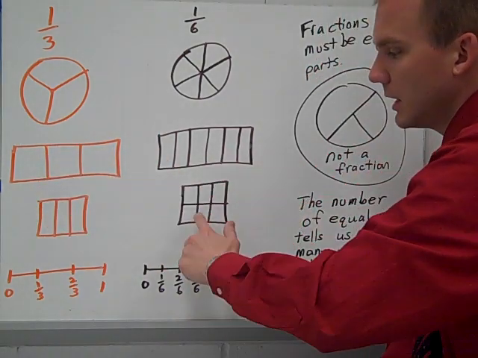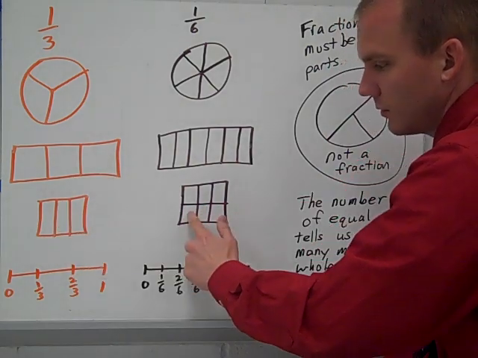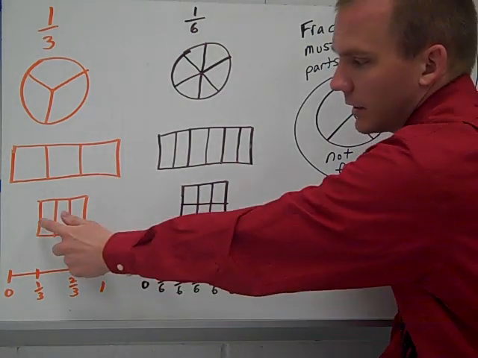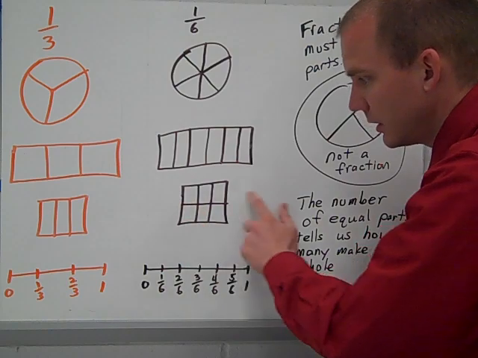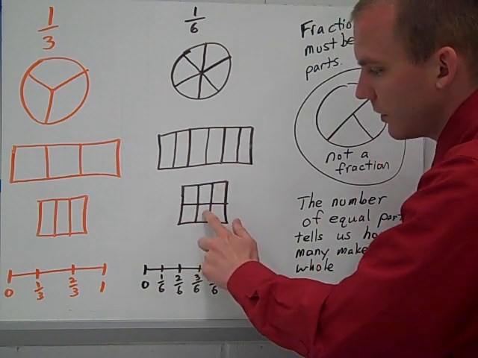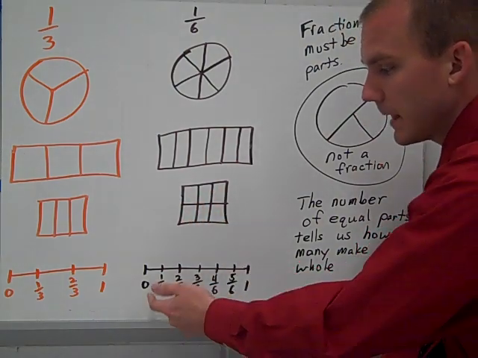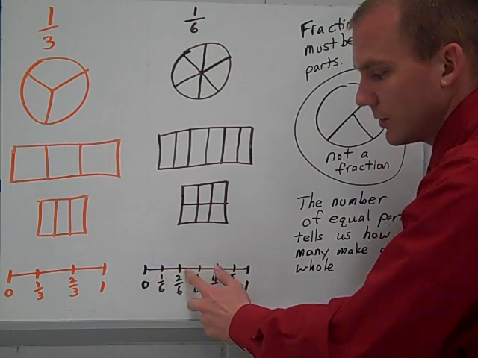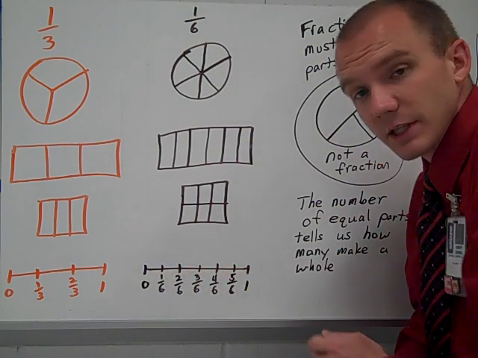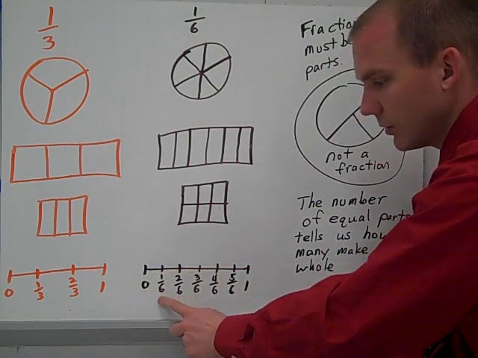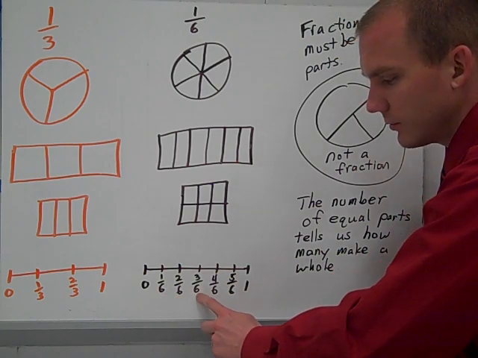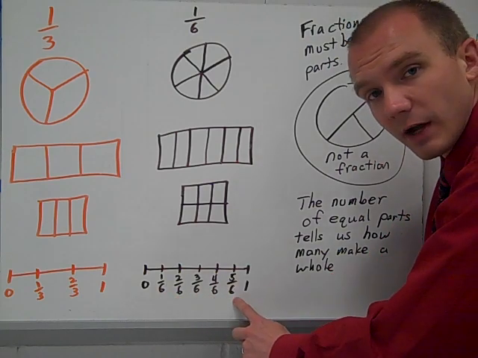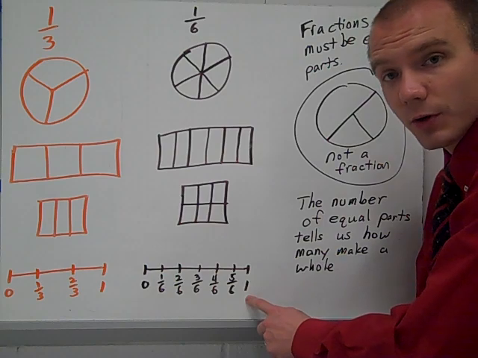Now I have sixths. For this one, I drew thirds, 1, 2, 3, and all I did was put a line across the center. And now I have 1, 2, 3, 4, 5, 6, so I have sixths. On my number line, I have 1, 2, 3, 4, 5, 6 equal parts. Starts at 0, goes 1/6, 2/6, 3/6, 4/6, 5/6, and 6/6, or 1 whole.